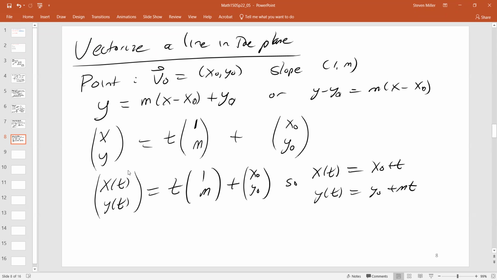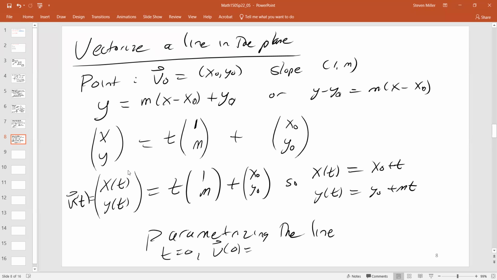And here what we're doing is we're parametrizing the line. This makes sense. The line is a one-dimensional object. Once you tell me how much time has elapsed from the start, I should be able to tell you precisely where I am. And so I start at x naught, y naught. So when t equals 0, we can call this v of t. When t equals 0, v of 0 is just the initial point x naught, y naught. So we start at x naught, y naught, and as time grows, we just move.